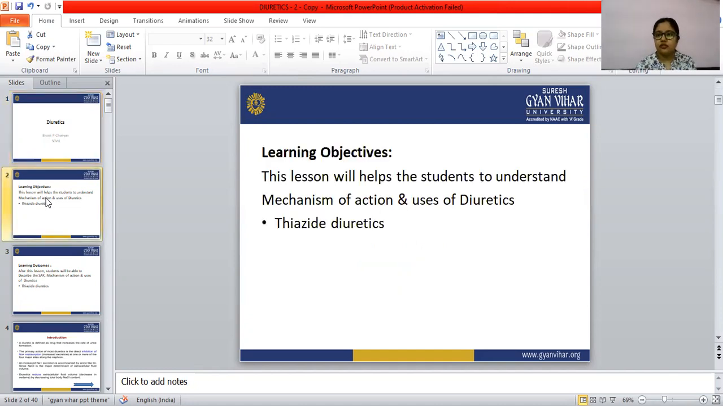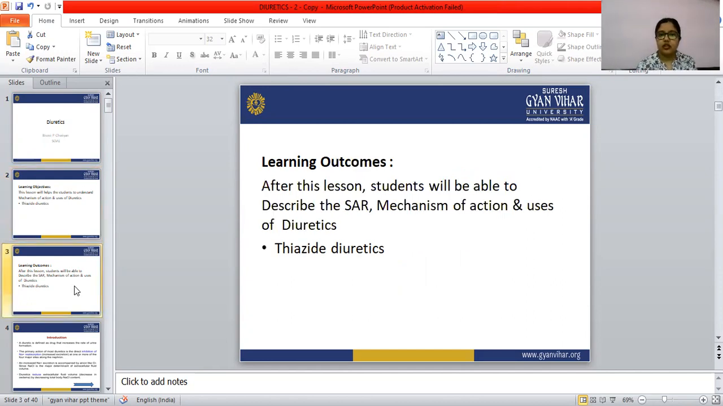Learning objectives: this lesson will help the students understand the mechanism of action and the uses of the diuretics. Here we are discussing the thiazide diuretics. Learning outcomes: after this lesson, students will be able to describe the SAR, mechanism of action and uses of the thiazide diuretics.